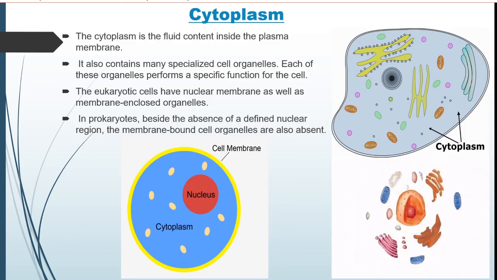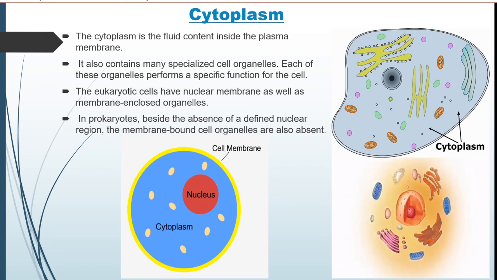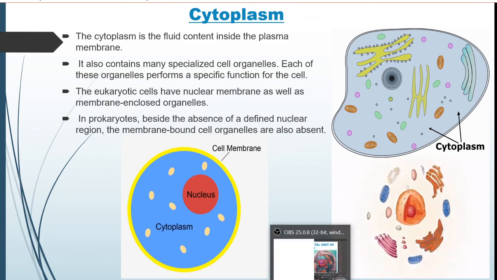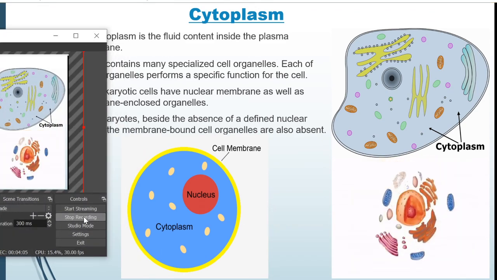Our next component is cytoplasm. Cytoplasm is a fluid content which is present inside the plasma membrane. And in this fluid matrix, you will find all the cell organelles floating, and it supports the entry and exit of the material across the membrane.